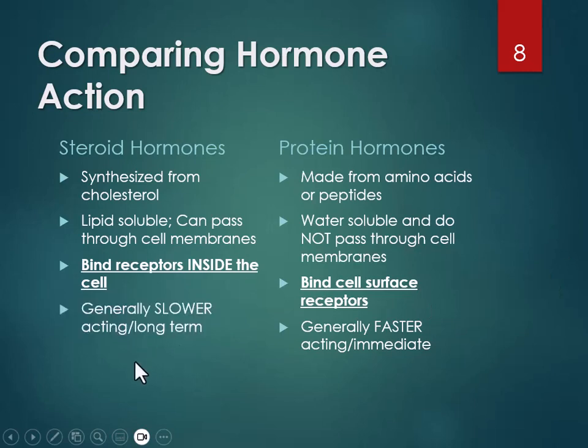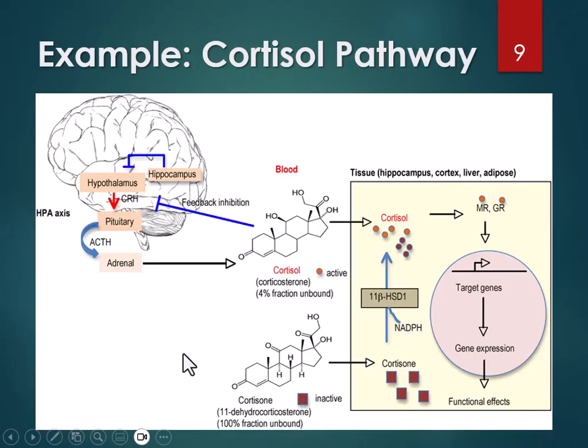Whereas steroid hormones generally take longer to act, like testosterone. If somebody was taking androgens like testosterone for bodybuilding, their muscles aren't bigger the next day. It takes months of that to build up the muscle, the reason people take androgens. Aldosterone and cortisol also are steroid hormones, and they act over the long term rather than very quick like protein hormones. Here's an example of cortisol.